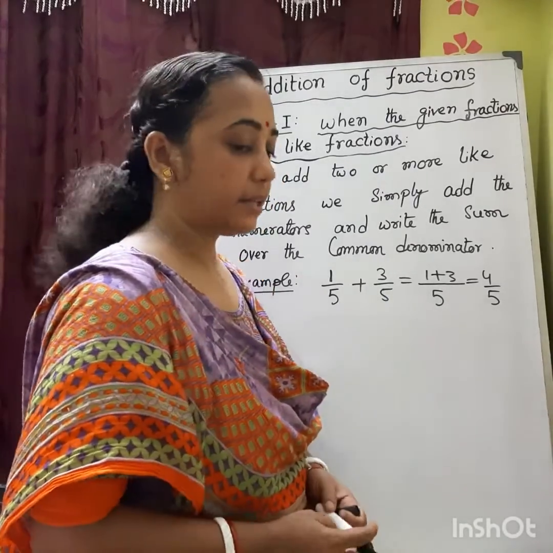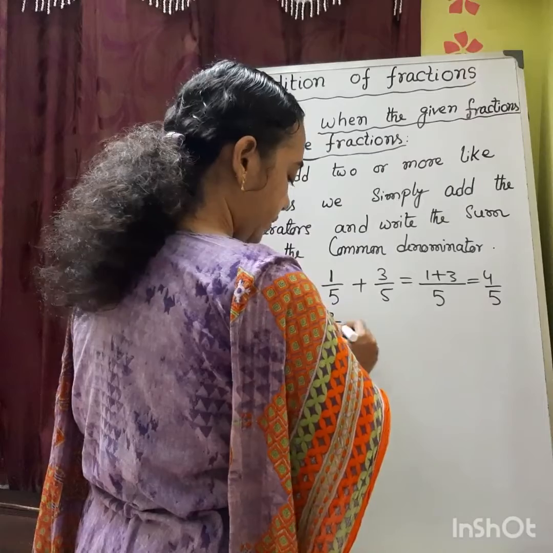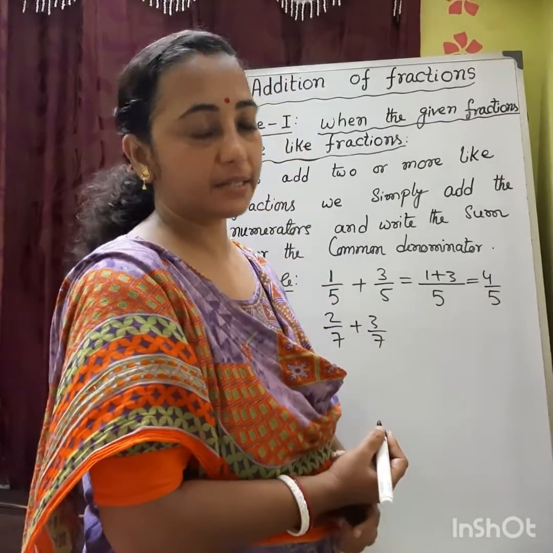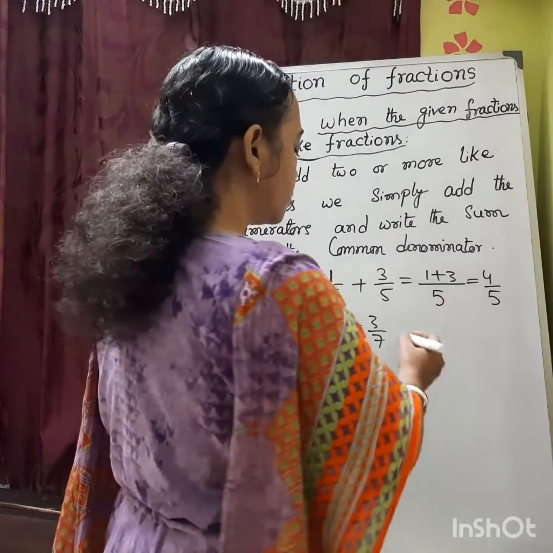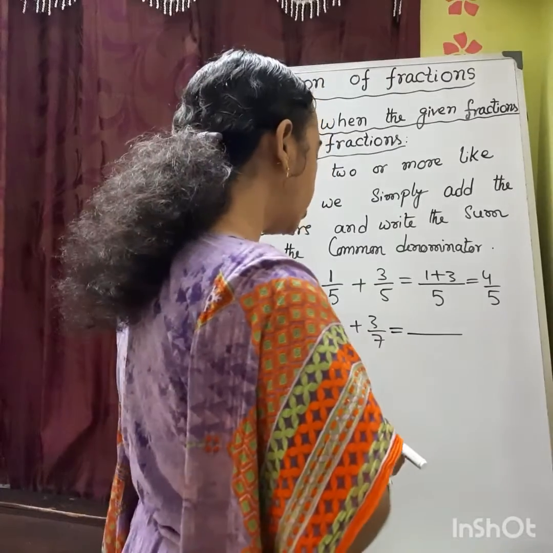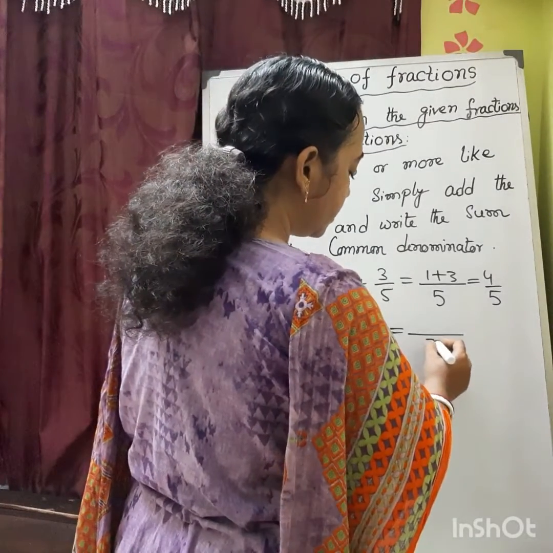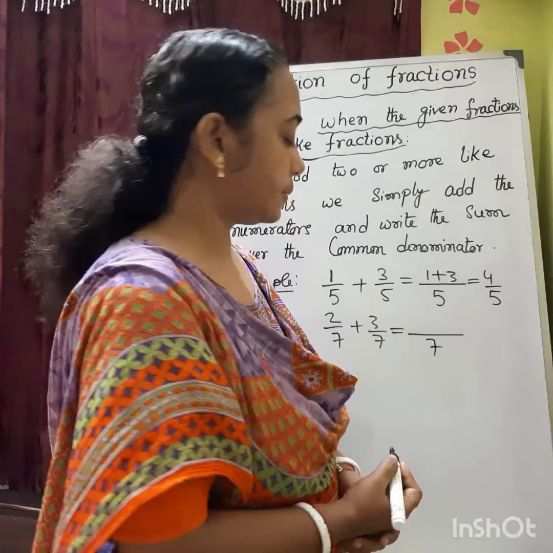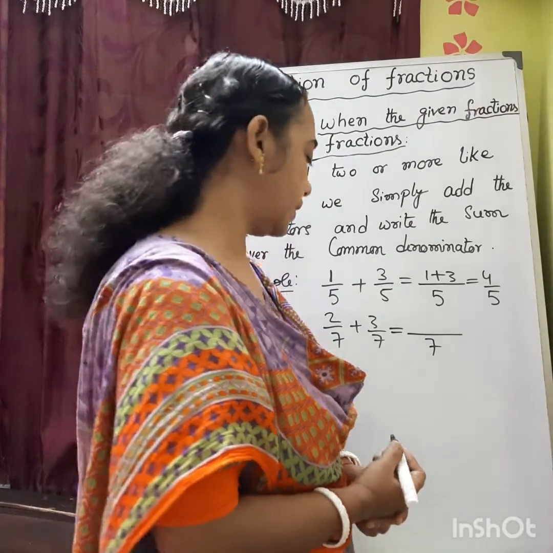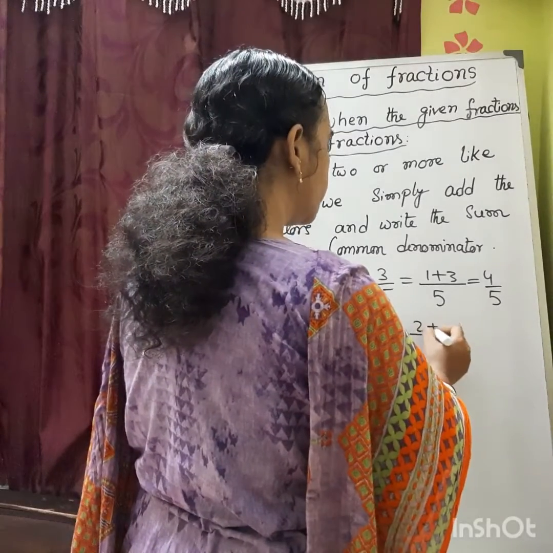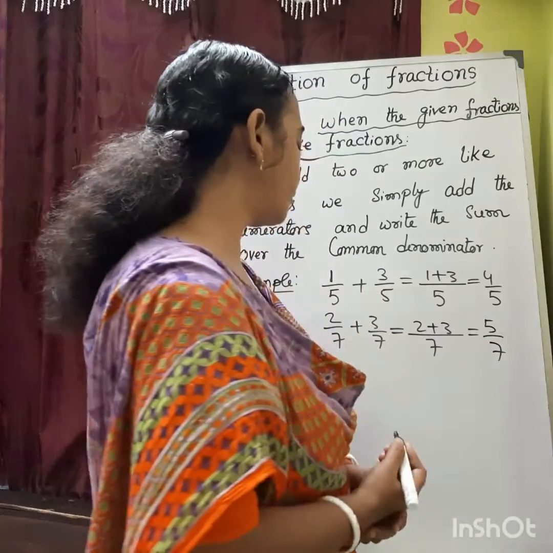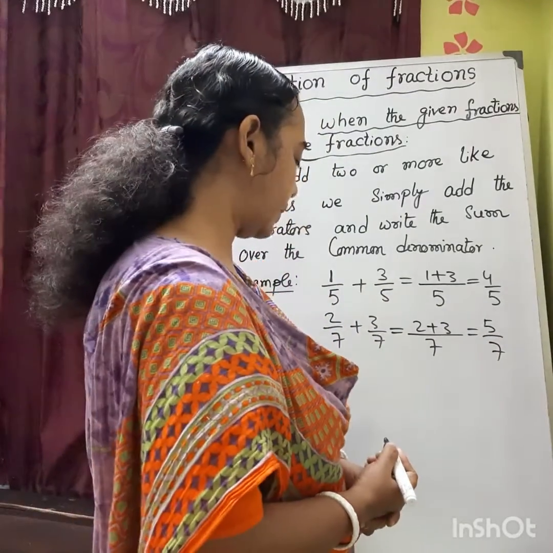So here the sum of 1 by 5 and 3 by 5 is equal to 4 by 5. Let us consider another example, that 2 by 7 plus 3 by 7. Both have the same denominators, that is 7. So these are like fractions. So their sum is equal to, first we will write the denominator as the common denominator, that is 7. So 7 is the denominator and the numerator is equal to the sum of the numerators of the given fractions. So that is 2 plus 3. So it is coming here 5. So 5 by 7 is the sum of 2 by 7 and 3 by 7.